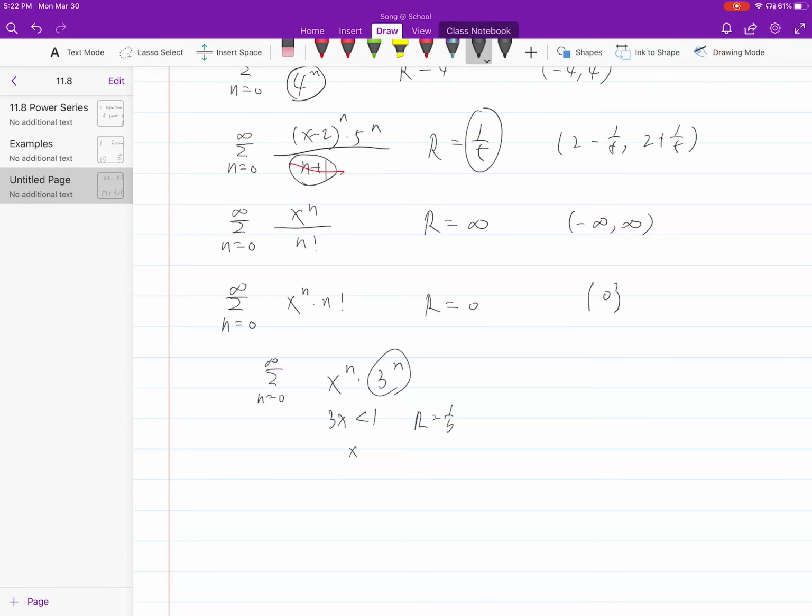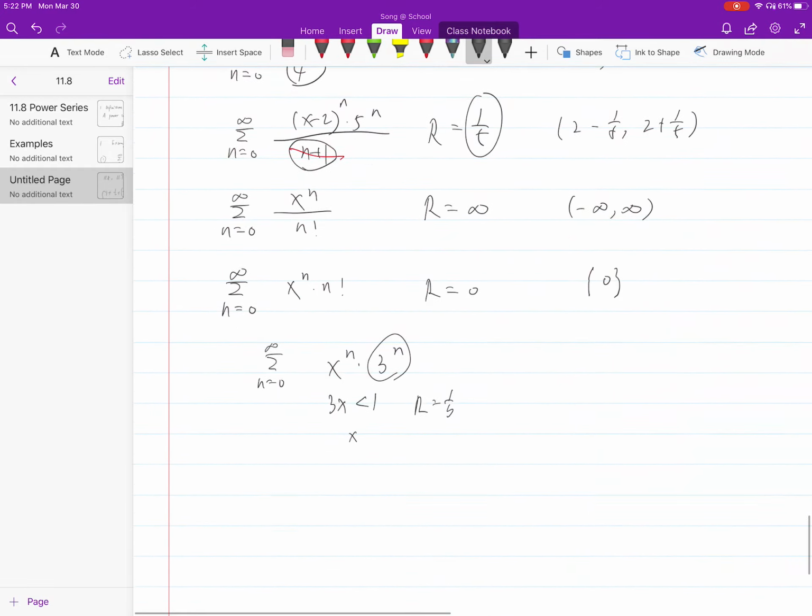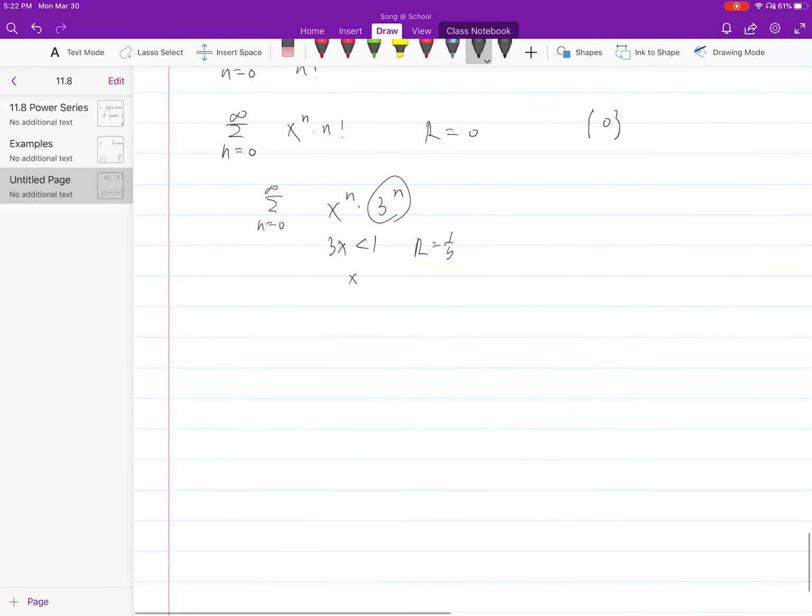You make the whole thing bigger. Therefore, this one needs to be smaller than before. That's why putting this one on the top makes your radius of convergence smaller by a factor of 3. Okay, so that's what happens if you have a geometric combined with a geometric.